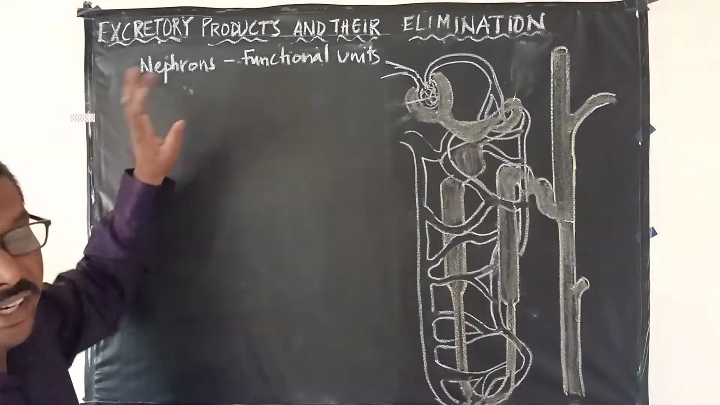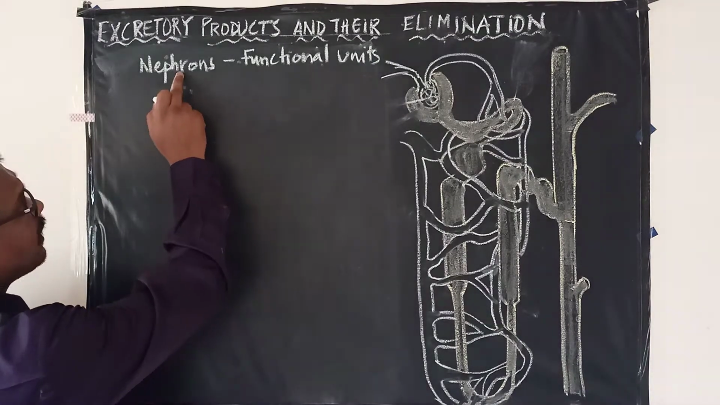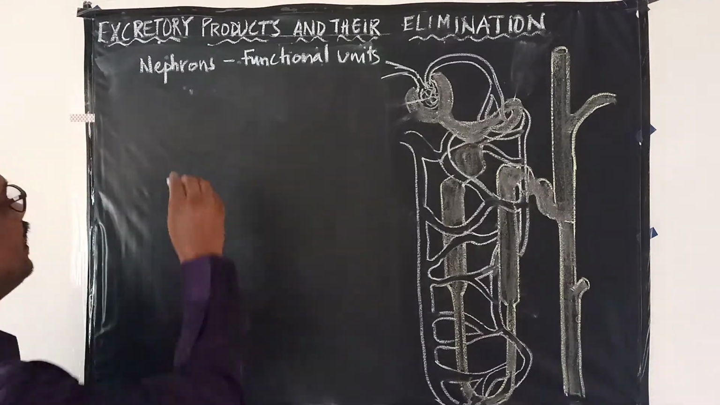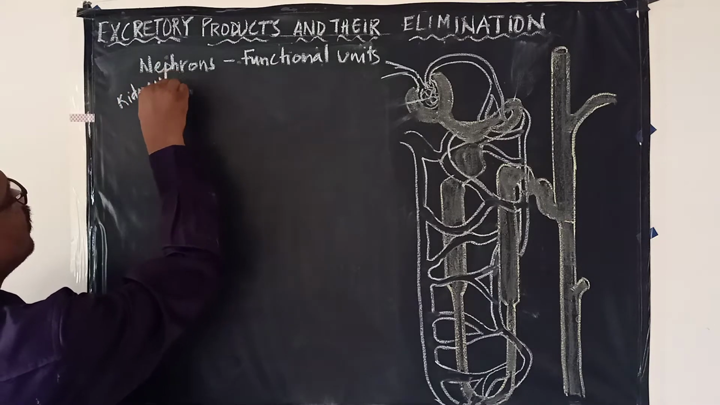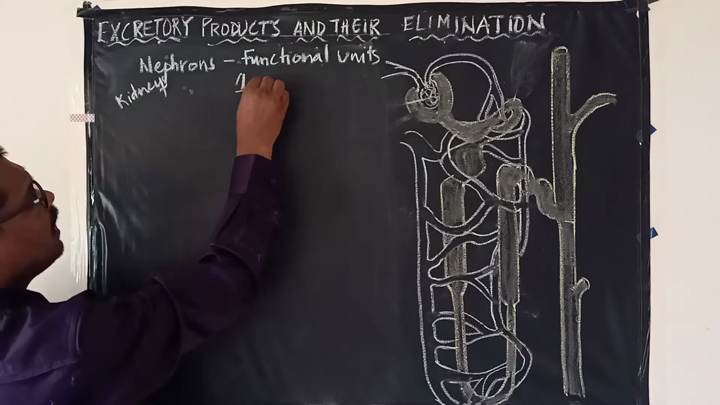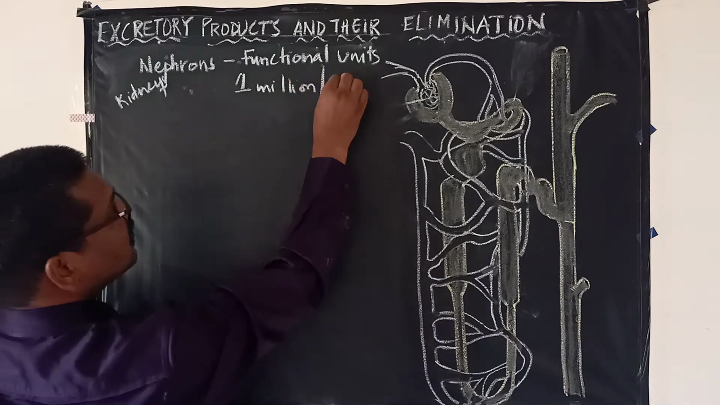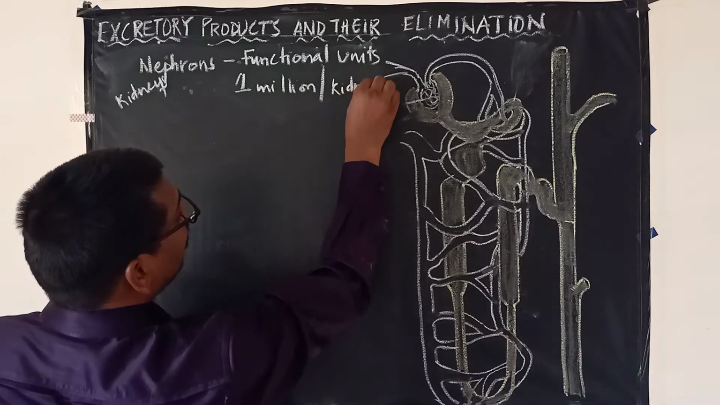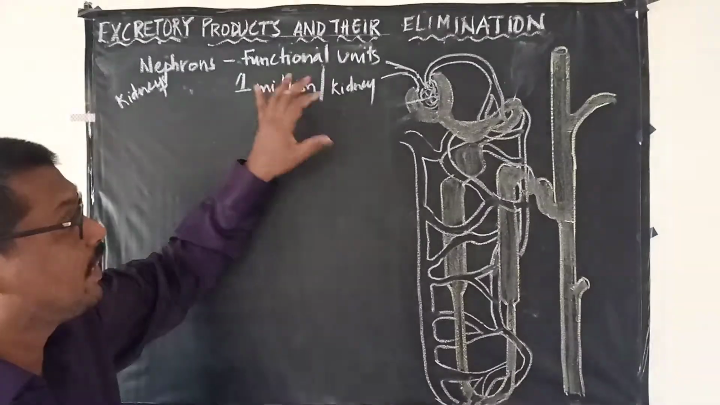Now if you are looking at the nephrons, where are they present? They are present in the kidneys. So remember that nephrons are present in the kidneys. There are nearly 1 million nephrons present in each kidney.